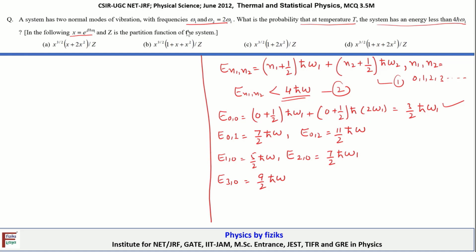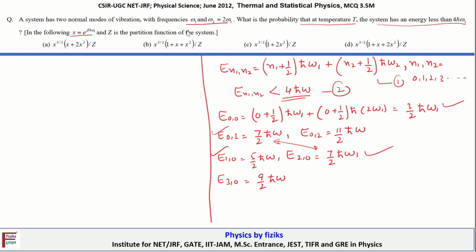This is also smaller than 4 ħω, and this is 7/2 ħω. This is also smaller than 4 ħω, and what about 7/2? So we have two values for 7/2, which means we have to take into account the degeneracy also. Is there any other value of 5/2 ħω? No, it's only a single value. Okay, so 5/2.